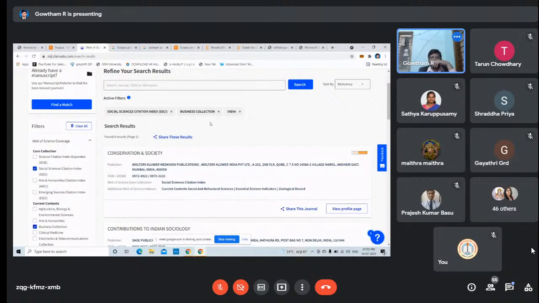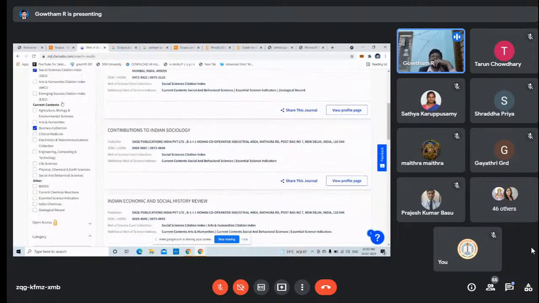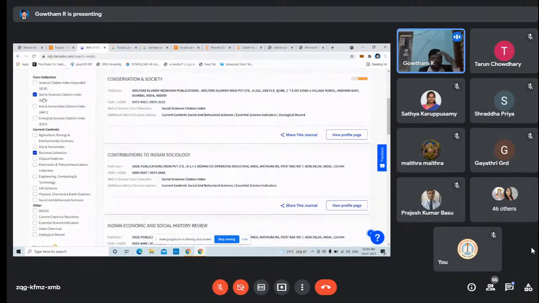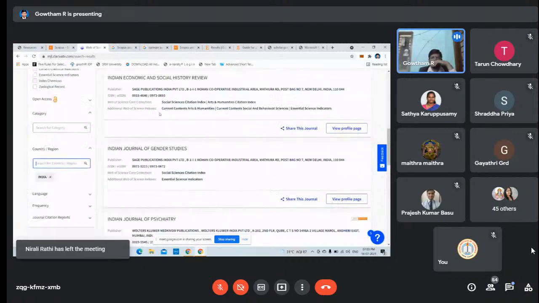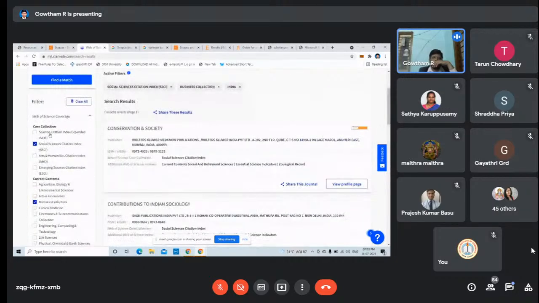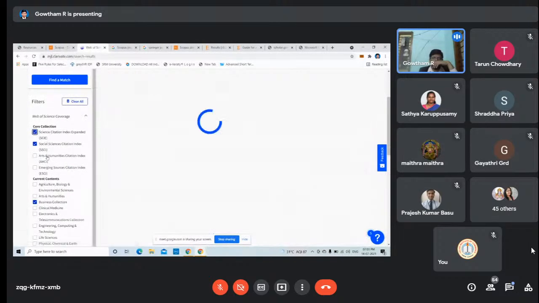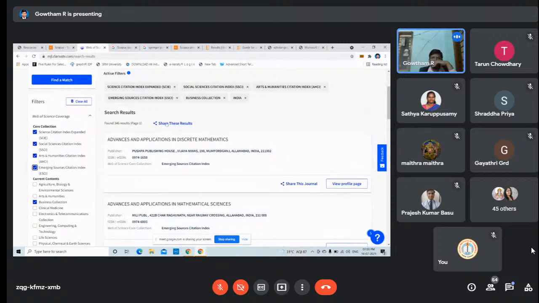We have only 8 journals indexed in the Scopus. Sorry, not Scopus, Social Science Citation Index. So we will try for all 4 categories, and we will put India. If I do that, I'm getting around 346, but it is not only the business collection, it is inclusive even of mathematical sciences. So most probably our journals will be either in SSCI or ESCI.